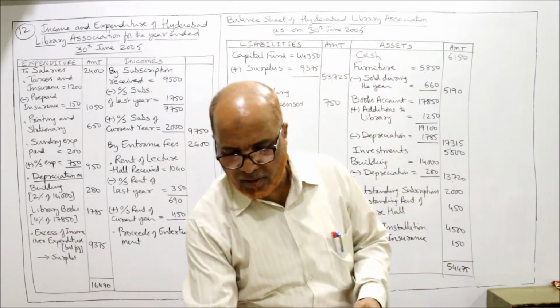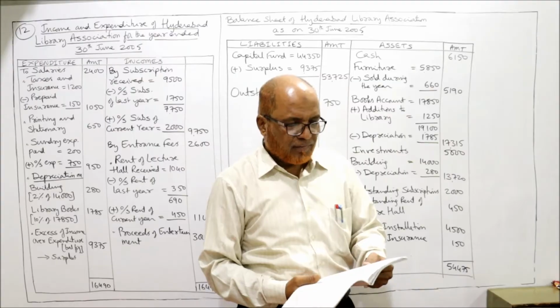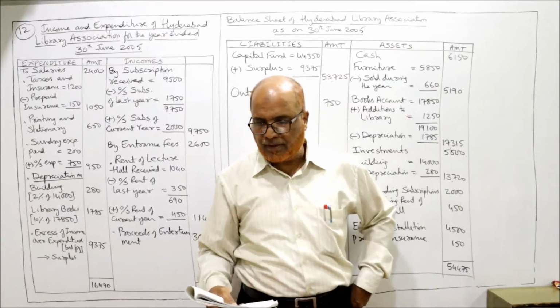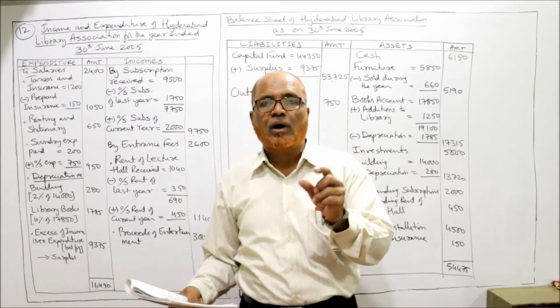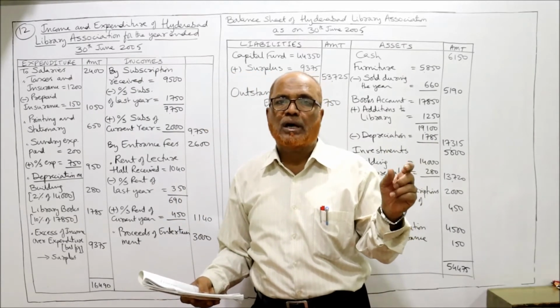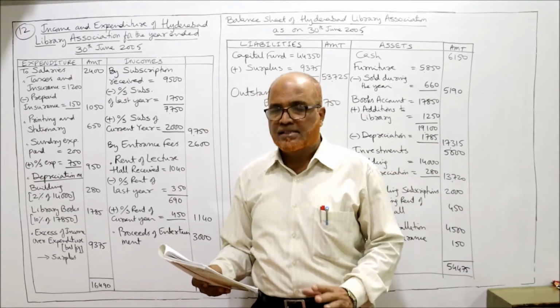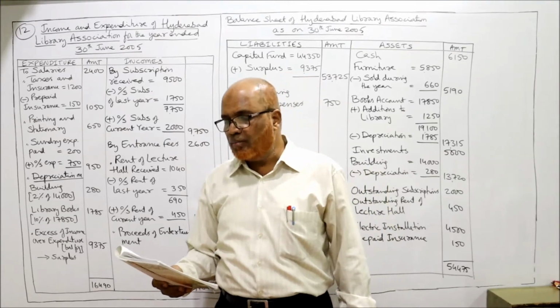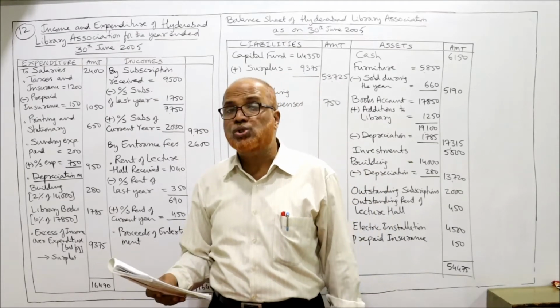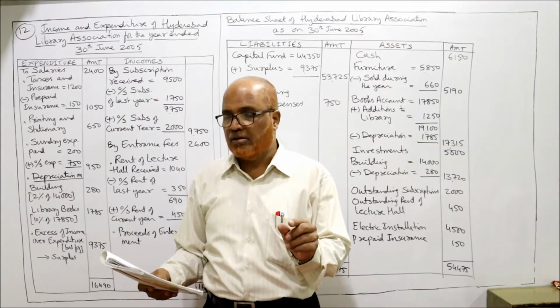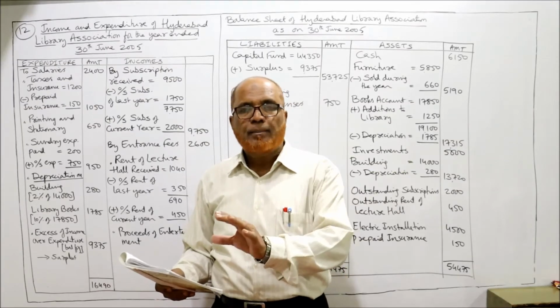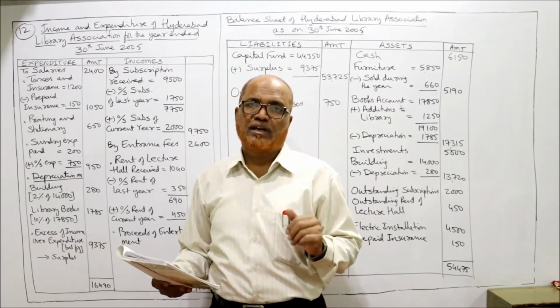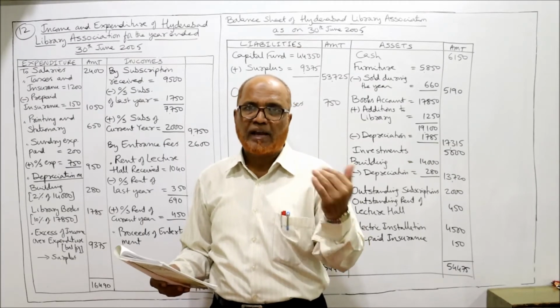Now see carefully. Opening balance sheet. Capital fund 44,350. Outstanding expenses 2,650. These are the outstanding expenses of last year 2004. Now assets. Cash, furniture, books account, investment, building, outstanding subscription and rent of lecture hall outstanding. This is the balance sheet at the beginning of the year, right? The balance sheet of last year.